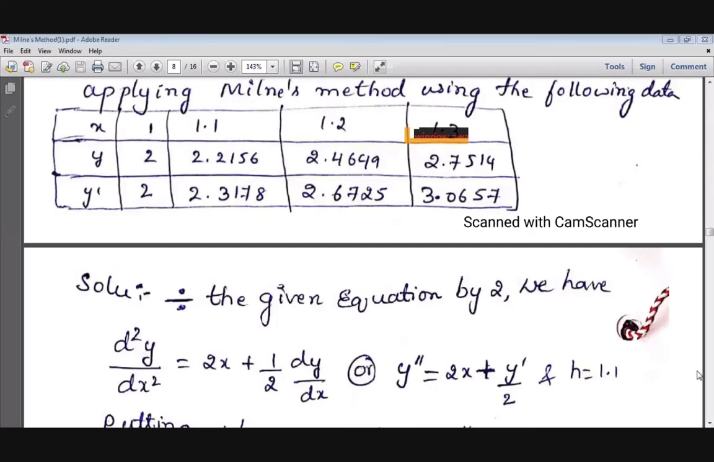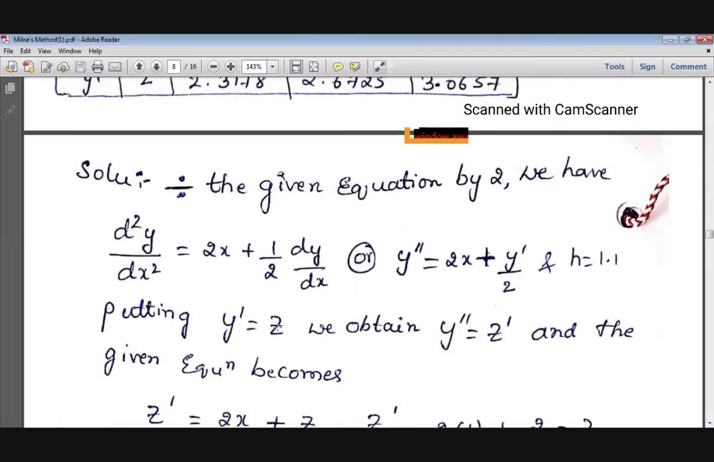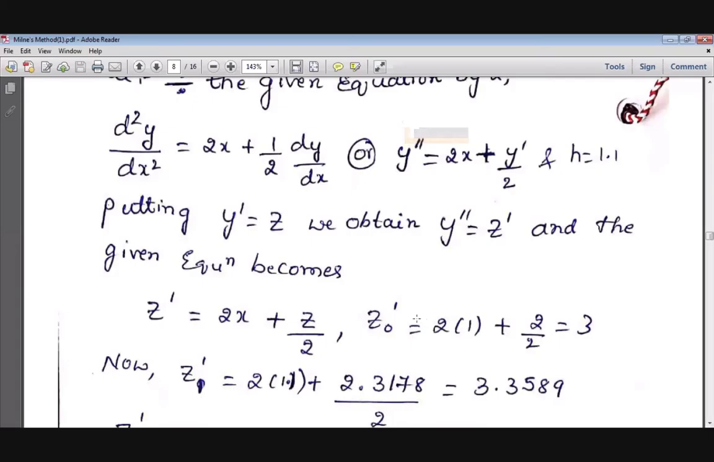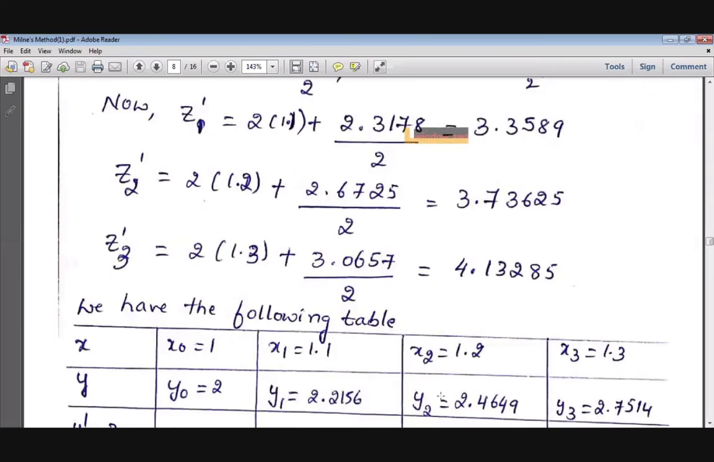Now, first thing is I told you put y dash equal to z and differentiate this. Y double dash equal to z dash you will get. Change the given problem: in place of d square y by dx square put z dash, 2x as it is, 1 by 2 in place of dy by dx put z. Find out z0 dash, z1 dash, z2 dash, z3 dash. Now form this table.